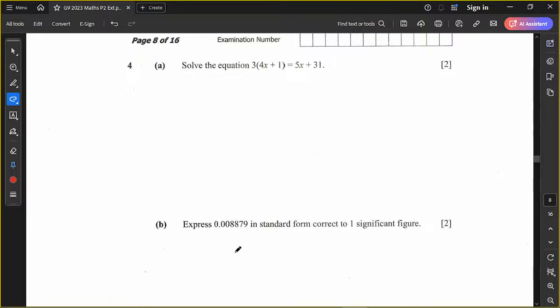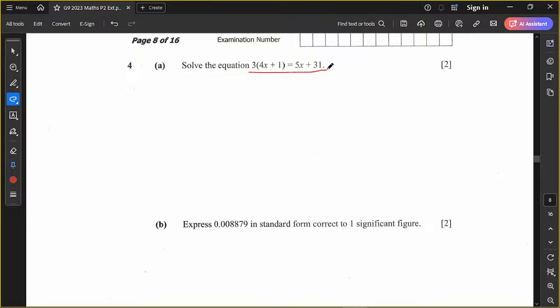Thank you so much. We come to question 4a, which says solve the equation 3(4x + 1) = 5x + 31. Okay, so let's go ahead and solve that. I'm not going to copy this, I'm just going to start evaluating.